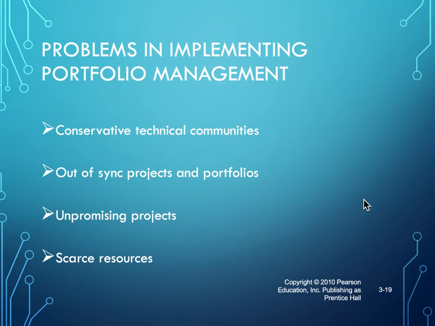Next, we have unpromising project. Project that is too large or too big, which is unachievable at times, and scarce resources. For example, we don't have enough funding for the project. Okay. Manpower, expertise. Okay, those are some of the problem that you will see.